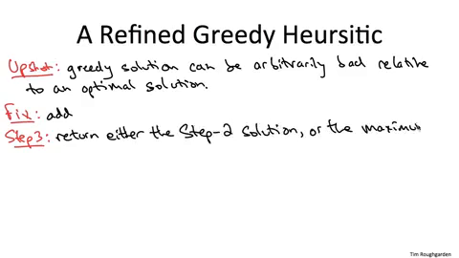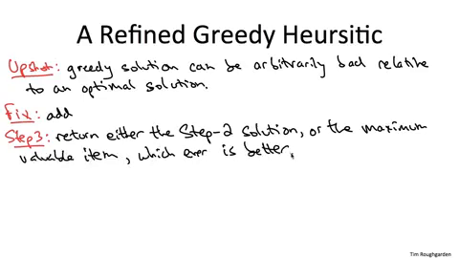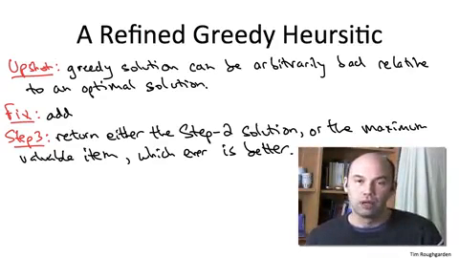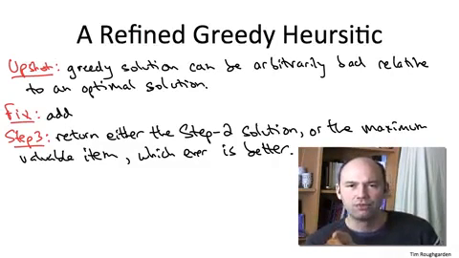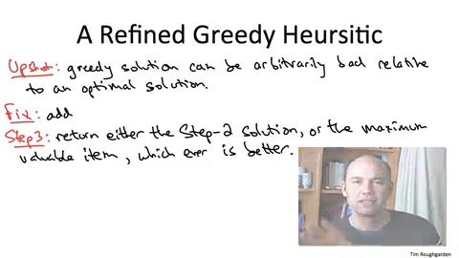The first candidate is just what we were doing before. It's just the output of step 2 of the algorithm. The second candidate is whichever item by itself has the maximum value. In other words, this new greedy algorithm just runs the old one, but then it does a final sanity check. It looks at each item individually and it says, well, if this item just by itself dominates the solution I've computed thus far, I return this single item by itself instead.